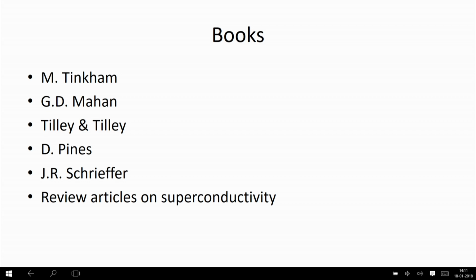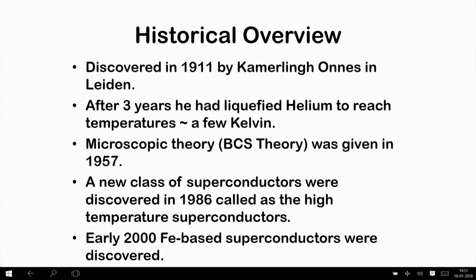So, let us go ahead with this, and let us talk about a few books that are of importance. One can look at books such as Tinkham, which is a very good book. Mahan we have already been talking about. There is a book by Tilley and Tilley, and a book by David Pines. J.R. Schrieffer, one of the discoverers of the BCS theory, has a book too, and there are numerous review articles on superconductivity which you might want to have a look at. These are our starting point, and let us have a historical overview.